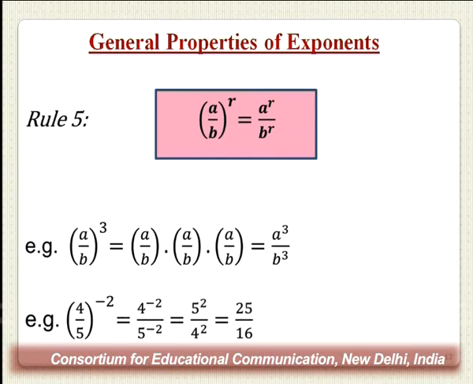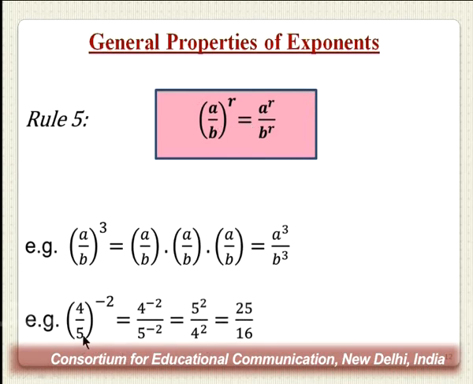Let's look at an example with both positive and negative exponents. So if we take a divided by b to the power 3, that is, if we understand it the way we do in the usual interpretation, that's a divided by b multiplied by itself 3 times. So a divided by b times a by b times a by b, which is nothing but a cubed by b cubed. Okay, so that's conforming to our definition.